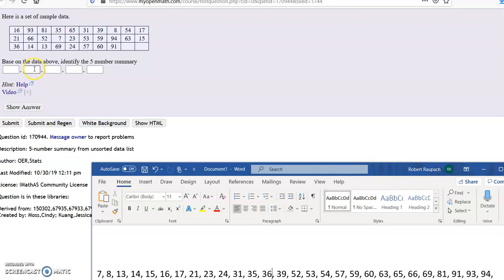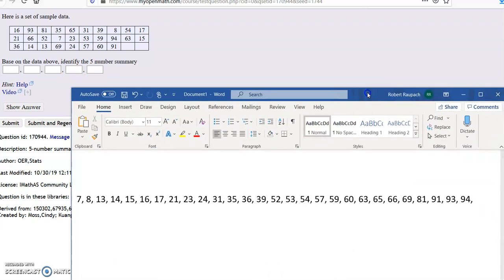In other words, this number says that 25% of the data are less than that number and 75% of the data are more than that number. This number here represents the median of the entire set of data, which means 50% or less, 50% or more. Q3 represents data that says 75% or less, 25% or more.